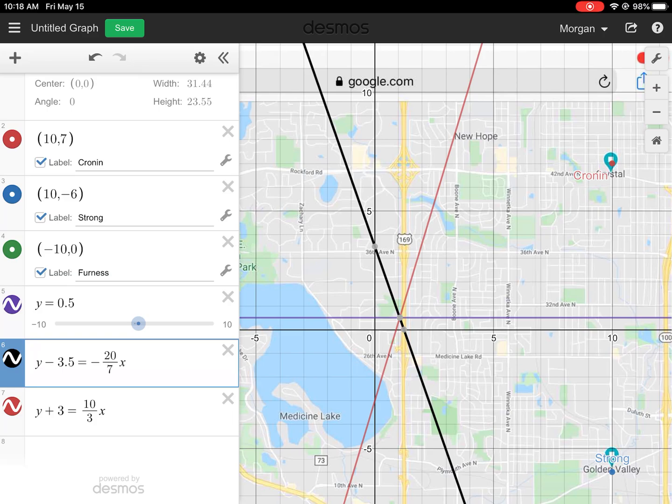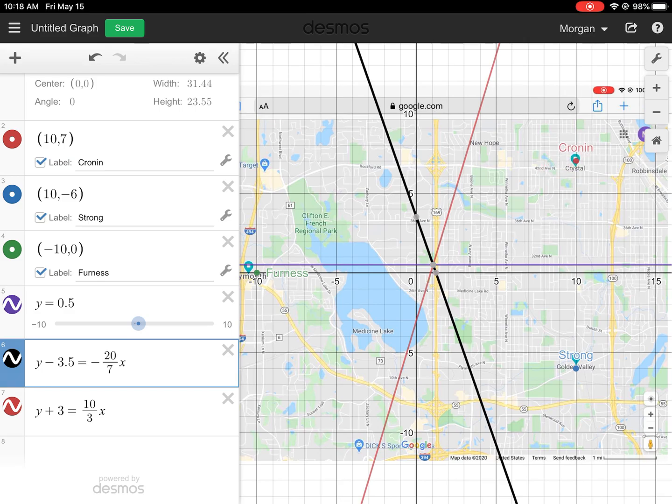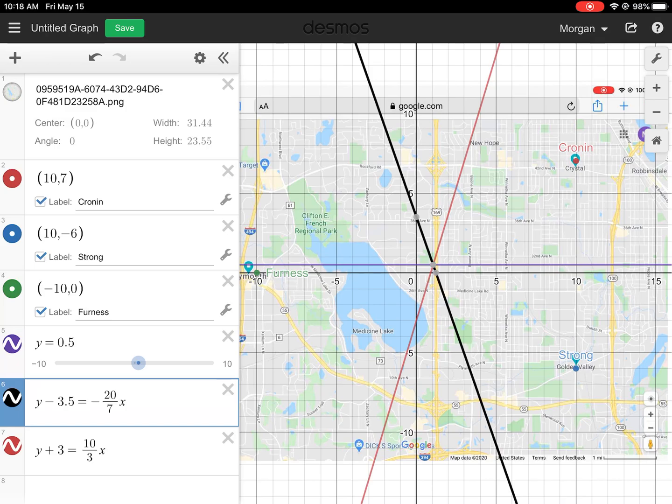So for my final write-up then, I'm going to have a screenshot of this, of all my maps. And I'm going to make sure that my equations are visible and my points are visible. And then I'm also going to label the point and kind of say, where is that in the real world? So I could say something as simple as, we're going to meet at a park off 169 near Medicine Lake.